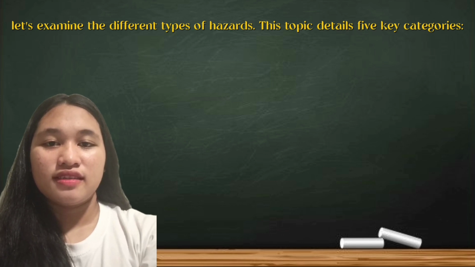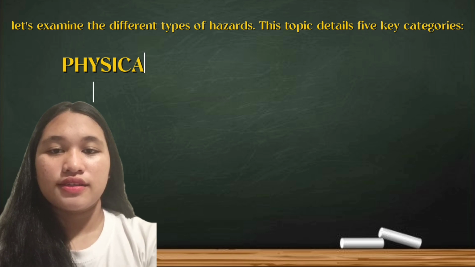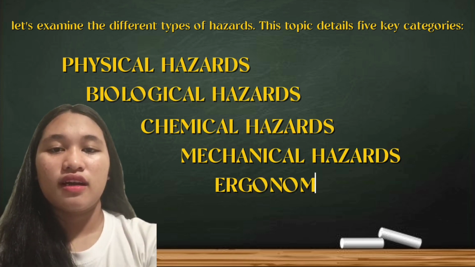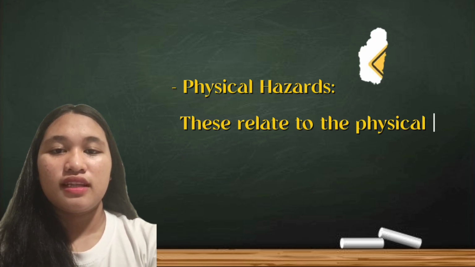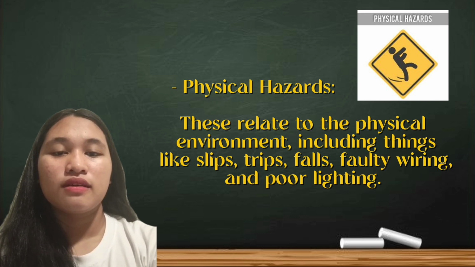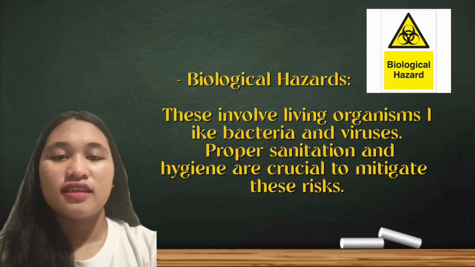The lesson objectives emphasize understanding protective gear, identifying hazards, explaining workplace risks, and implementing preventive actions. Now, let's examine the different types of hazards. This image details 5 key categories: physical hazards, biological hazards, chemical hazards, mechanical hazards, and ergonomic hazards. Physical hazards. These relate to the physical environment, including things like slips, trips, falls, faulty wiring, and poor lighting. Biological hazards. These involve living organisms like bacteria and viruses.